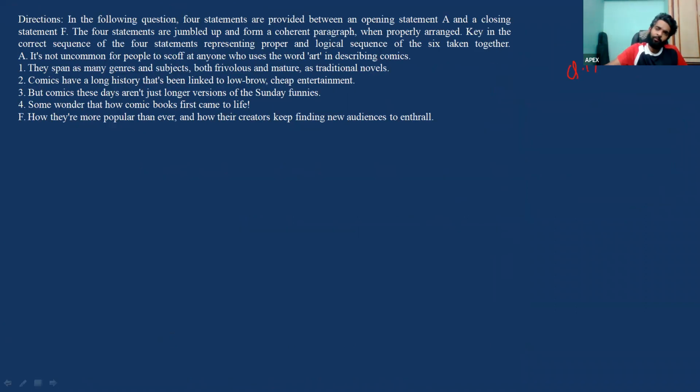Now, this is a medium difficulty question. Yes, and what does it talk about? We are talking about a parajumble. Now, what type of parajumble is this? In this type of parajumbles, we have the first and the last statement fixed, whereas the four statements in between should be arranged. Okay, now on the first look, we can see that it's not uncommon for people to scoff.